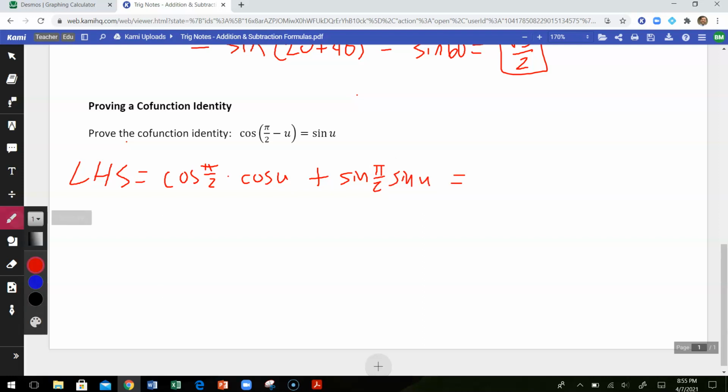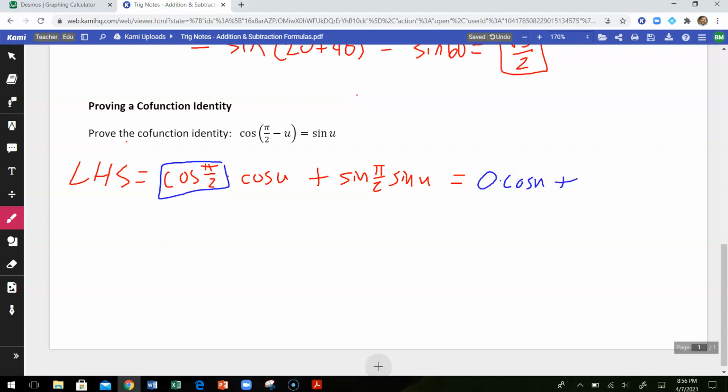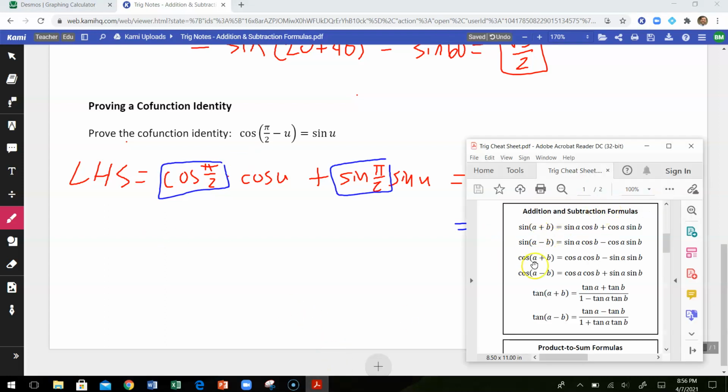Well, that will equal, the cosine of pi over 2 is 0. So if that's 0, I've got 0 times the cosine of u plus the sine of pi over 2 is 1 times the sine of u. And 0 times cosine u is just 0, so then I just end up with sine u, which is the right-hand side, and there's our proof. Okay, so that's addition and subtraction formula. It's pretty easy. Just figure out which one you're using, and then follow the pattern and apply those values.